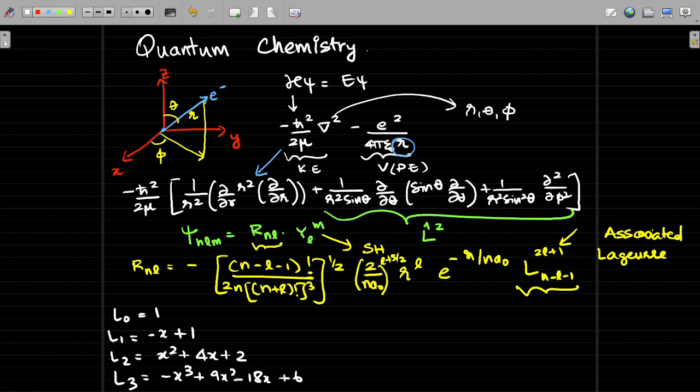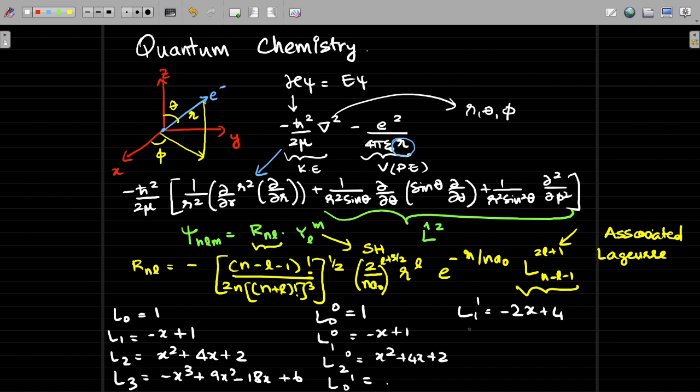And the associated Laguerre polynomials, so let me write some of them. L00 remains 1, similar to this, and L01 will be minus x plus 1. L20, once again a small mistake, this should be L10. L20 is going to be x square plus 4x plus 2. L01 is going to be 1. L11 is going to be minus 2x plus 4.